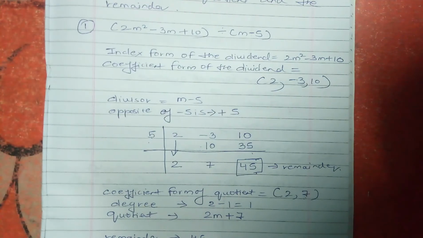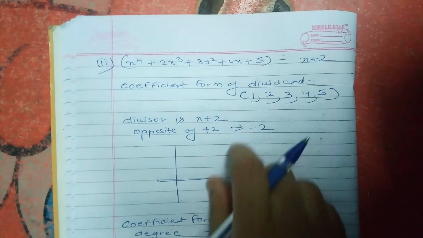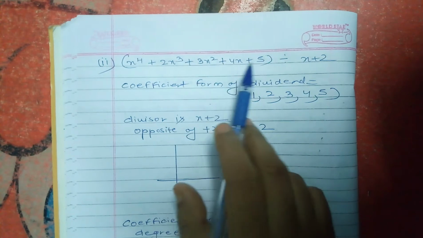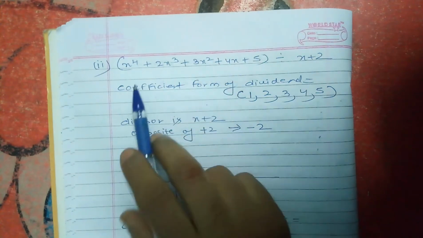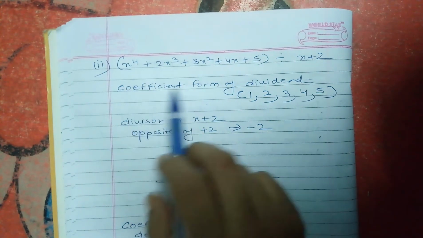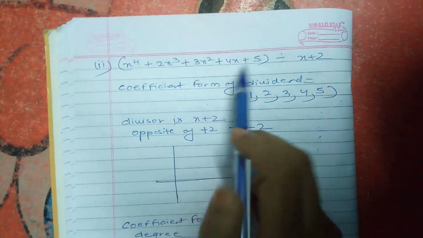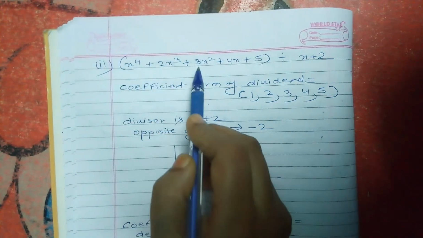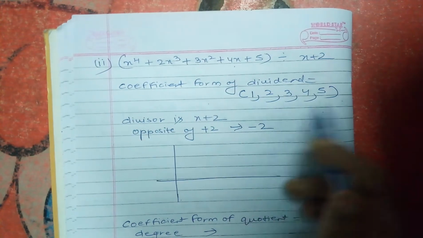Now let us see the next question. I have made the structure already so that much time is not wasted here. So this is the question, x4 plus 2x cube plus 3x square plus 4x plus 5, divided by x plus 2. If you just look at the dividend, it is already in the index form, powers 4, 3, 2, 1, 0. So I just have to write it in the coefficient form. What would be the coefficient form? 1, 2, 3, 4 and 5. It is in increasing order just by coincidence.